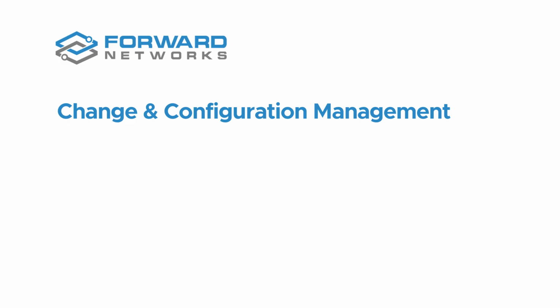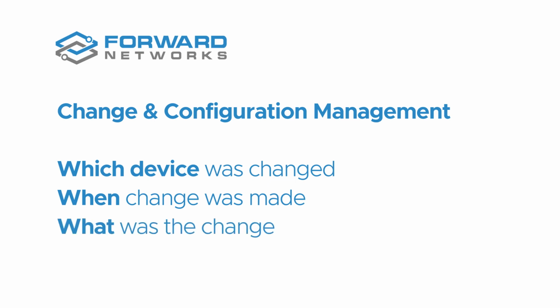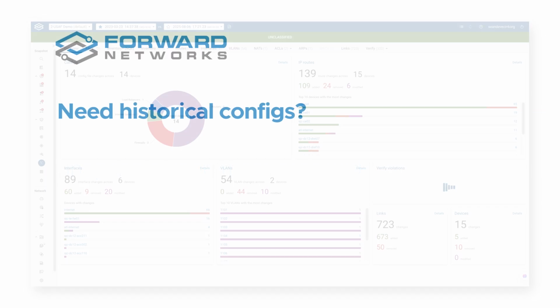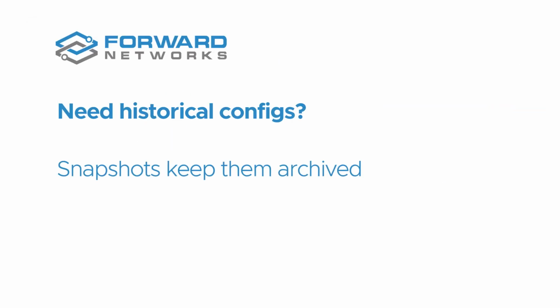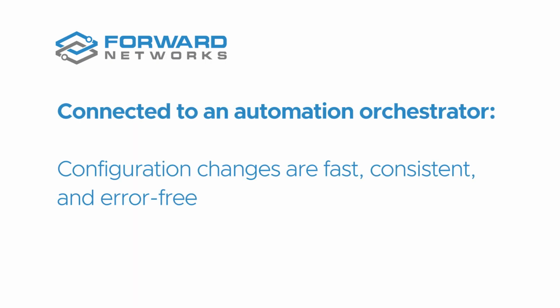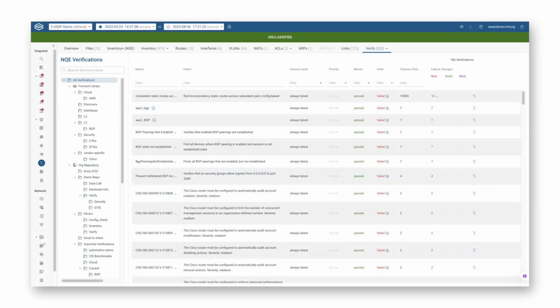Forward tracks every change: which device was changed, when the change was made, and what the change was, utilizing detailed diffs after every snapshot. Need historical configs? Snapshot keeps them archived for easy side-by-side comparison. And when connected with an automation orchestrator, configuration changes are fast, consistent, and error-free, all powered by our network query engine, also known as NQE.